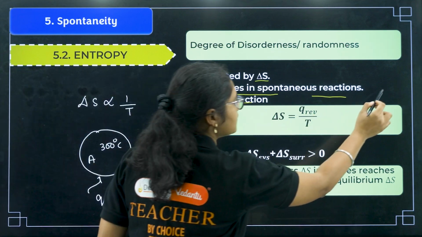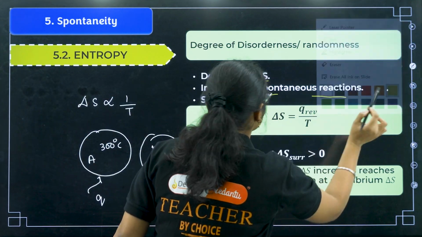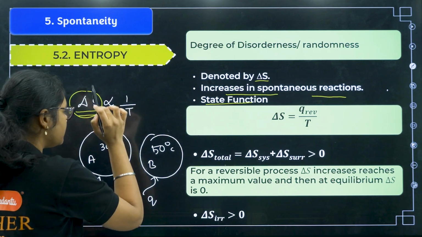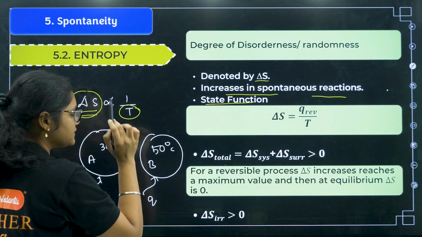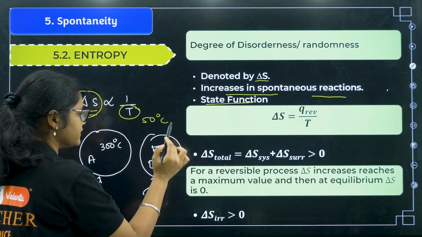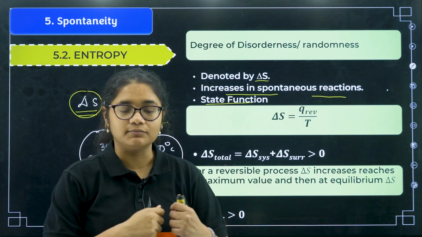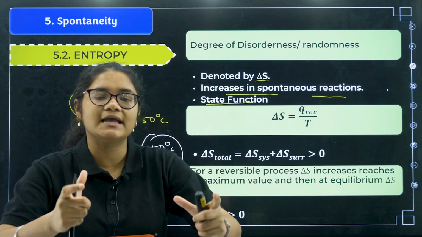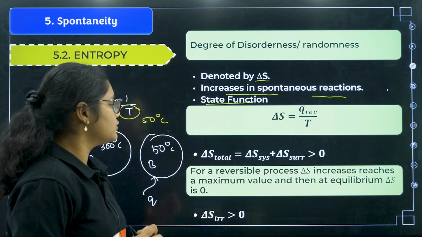Okay, now see, what you will observe here is the change in entropy: the delta S will be more for the lower temperature. It means the system at 50 degrees Celsius will show more randomness, more disorder, when you provide the same amount of heat. Okay, so that is there.